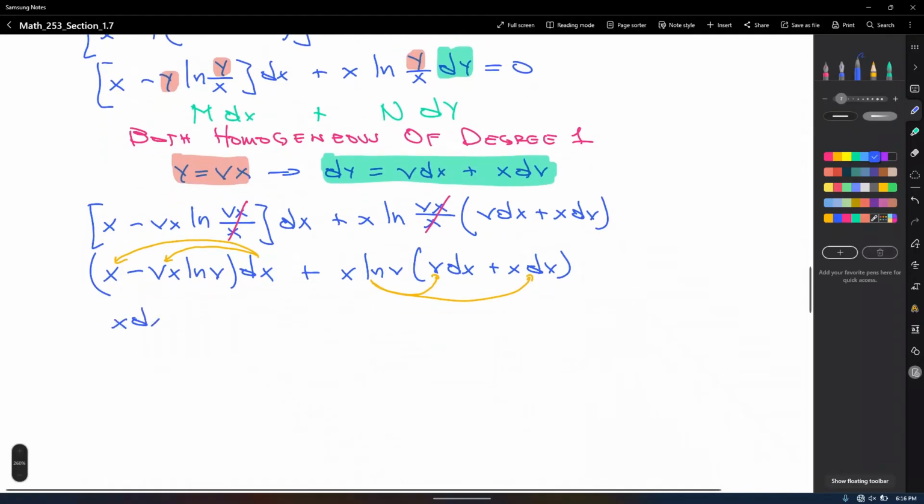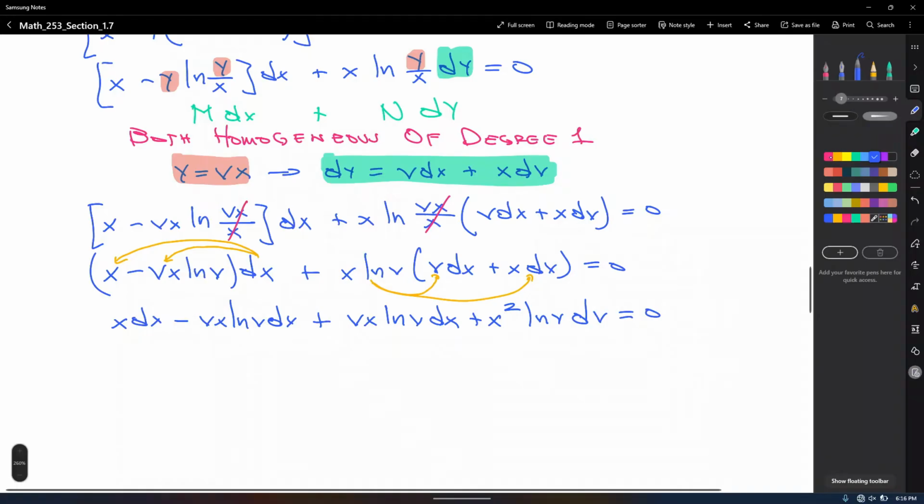So x dx minus vx ln v dx plus xv, which is vx, isn't it? Vx ln v dx. Oh, aren't those going to cancel? And I forgot the equal to 0. Don't forget the equal to 0. And x squared ln v dv equals 0. Don't forget the equal 0. I forgot in the previous couple of steps.